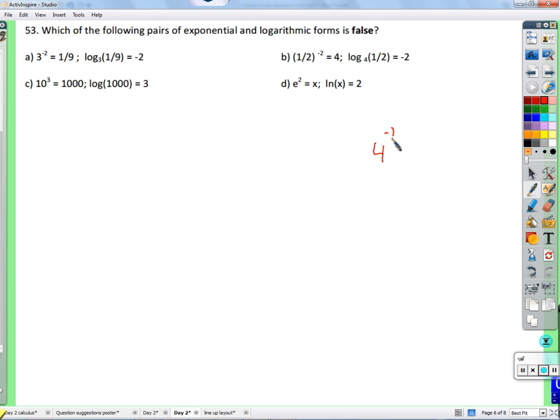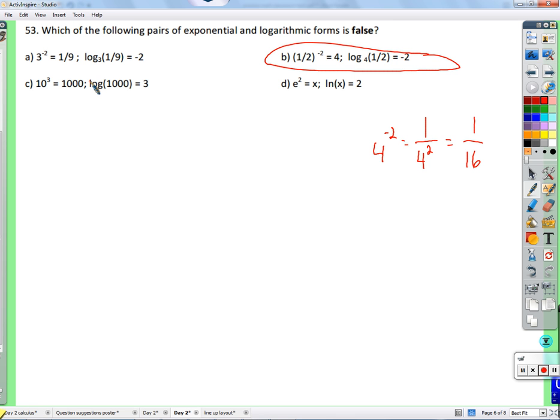4 to the negative 2. What is 4 to the negative 2? 1 over 4 squared. 1 over 16. Careful of 4 squared and 2 times 4. So, there it is. B is not true. Let's just look at these other ones. Can't hurt us to scratch a little more.